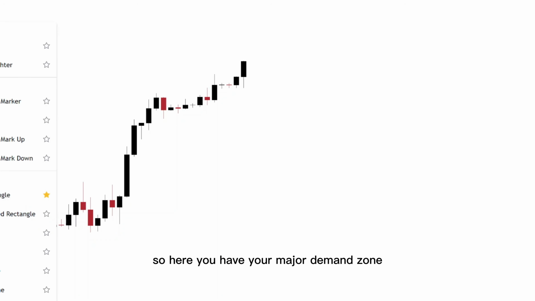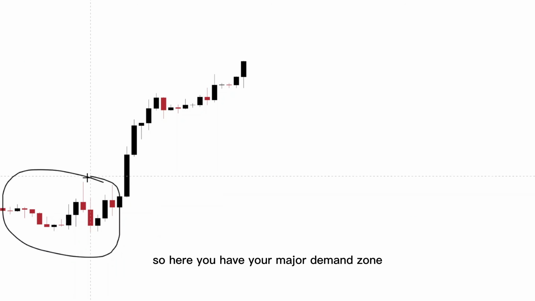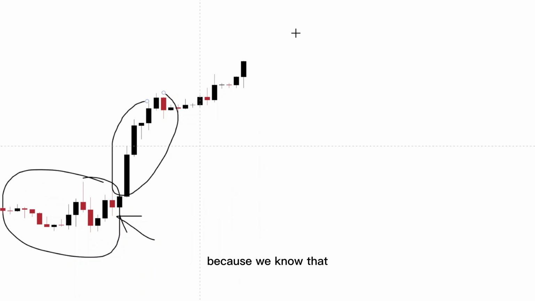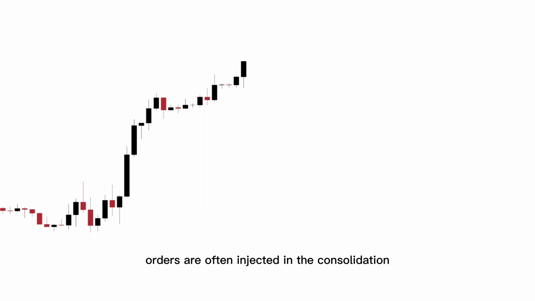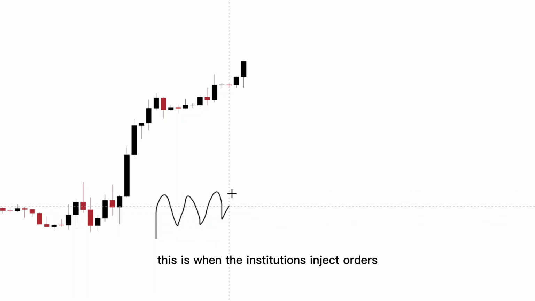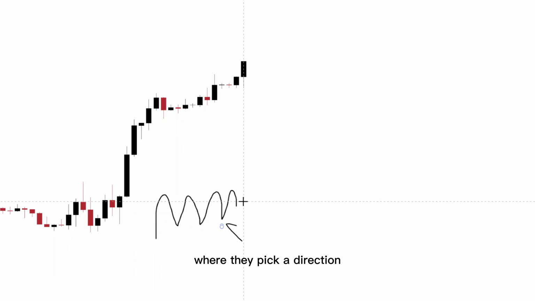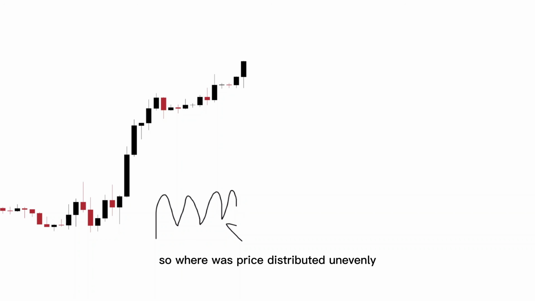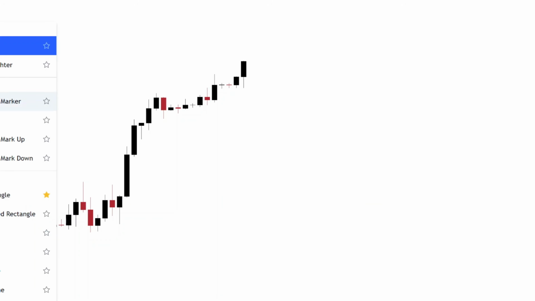Often fair value gaps occur after a major supply or demand zone. So here you have your major demand zone. Why is it our major demand zone? Because this is where orders were injected that are responsible for this entire move. We know that orders are often injected in the consolidation. So when price consolidates, this is when the institutions inject orders. It's where they pick a direction, and in this case, more buy orders were injected and price expanded. So where was price distributed unevenly?